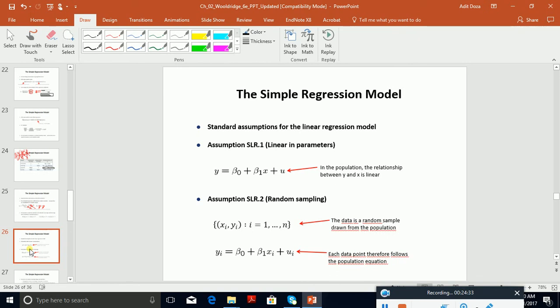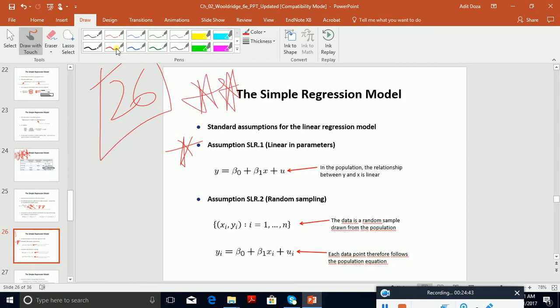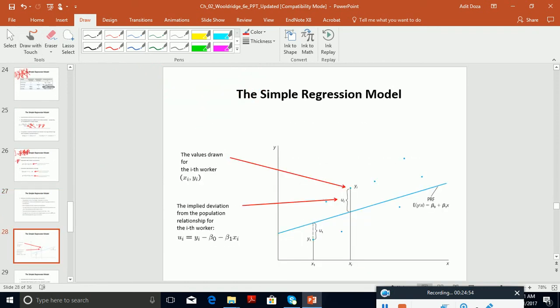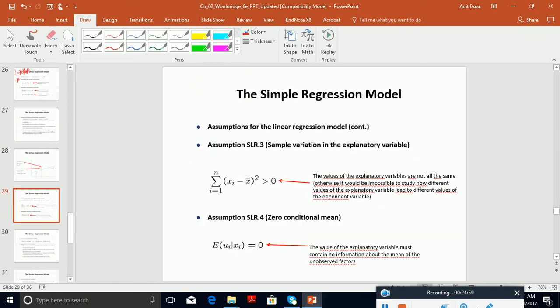So assumption 1, yeah. So these are the assumptions. It should be linear in parameters. Definitely slide 26. This will come in the exam, so you can rest assured about this. It's linear in parameters. It has to be randomly sampled. So those are the two assumptions, and there should be variation in the explanatory variable, right? That there should be variation in the x. If there is no variation in the x, you cannot do a regression.